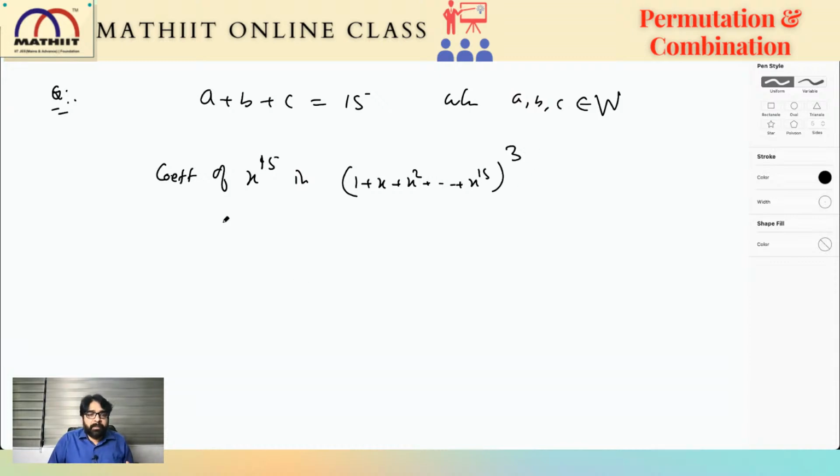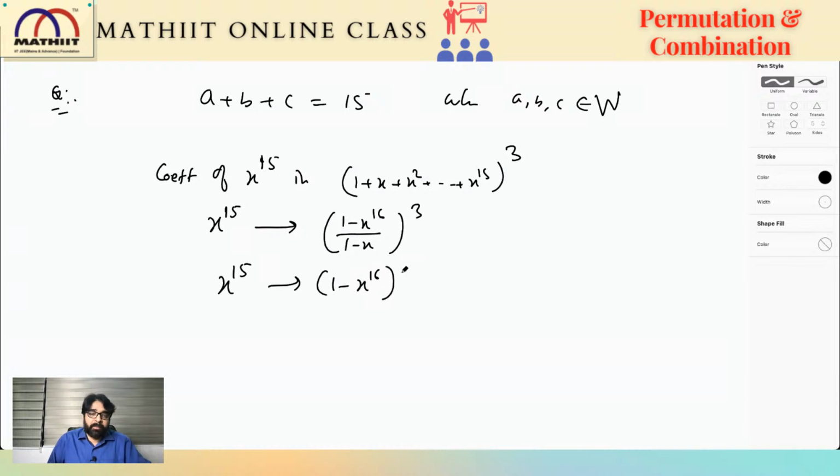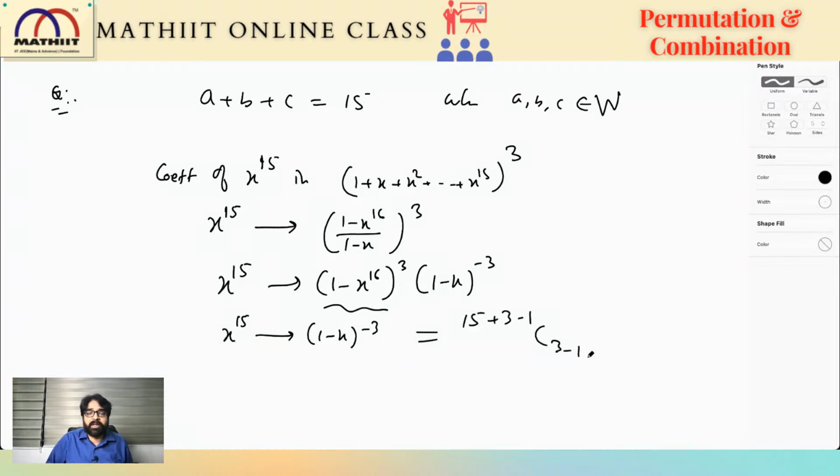Have you understood? The coefficient of x^15 will be written as (1 minus x^16) by (1 minus x) to the power 3. So for x^15, we can write (1 minus x^16)^3 into (1 minus x)^(-3). Now if you expand the first part, every term will contain x^16, so we can ignore it and take only the one. So the coefficient of x^15 in (1 minus x)^(-3) will be equal to (15 plus 3 minus 1)C(3 minus 1). If you do it the other way, you'll also get the same answer.